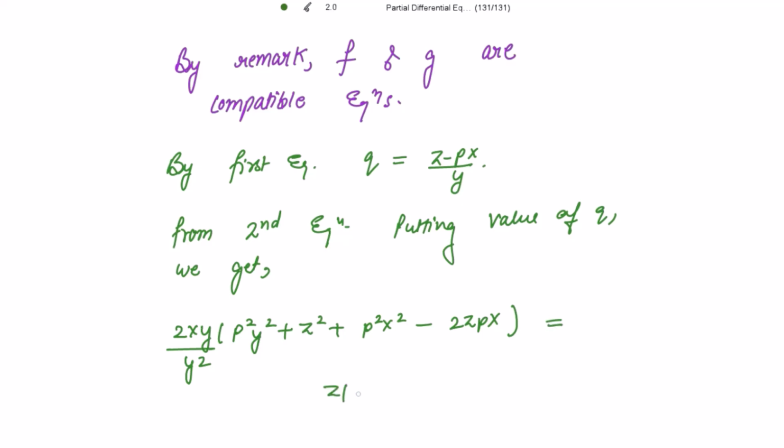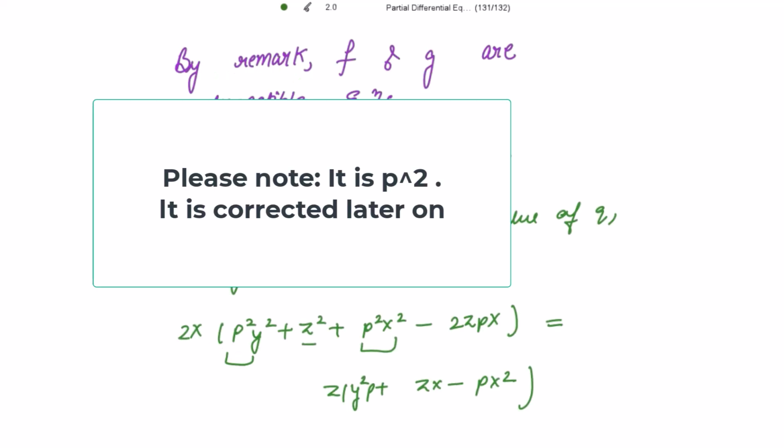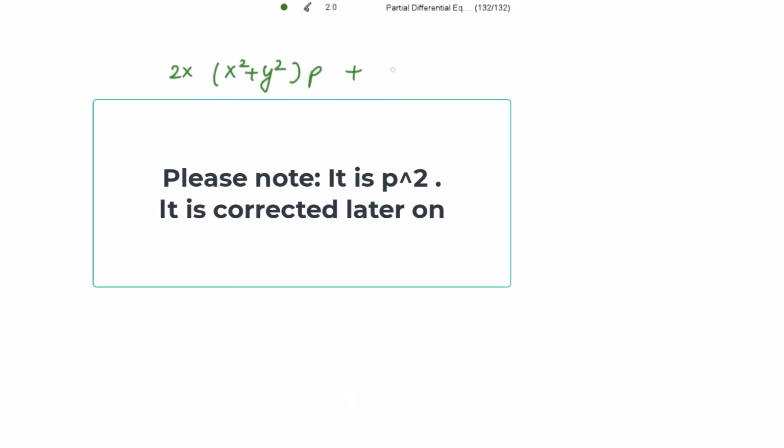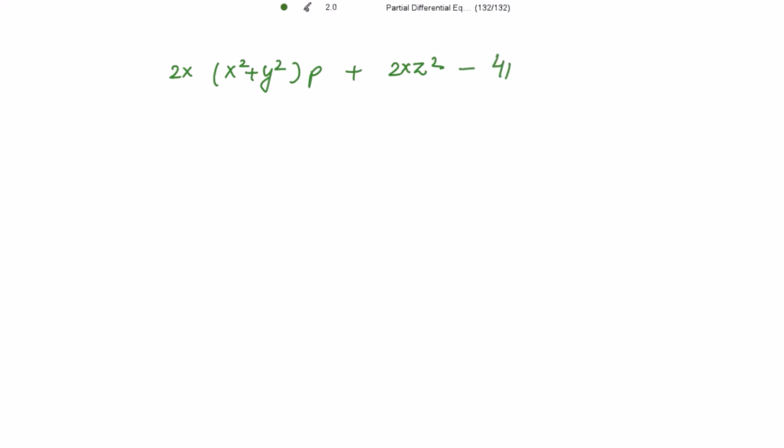So this is equal to z(yp plus x into q), multiplying x with q. So this is (zx minus px square) divided by y. So adjusting again this y, we have here y square p and here divided by y. This y is cancelled out with this. So this is 2x divided by y. From both the sides I am cancelling this y now. From these two terms I am taking p square common. So this is 2x(x square plus y square) into p square. And then 2x multiplied with z square we get plus 2xz square. Then when multiplying with this we get minus 4pzx square. Yes, minus 4pzx square.